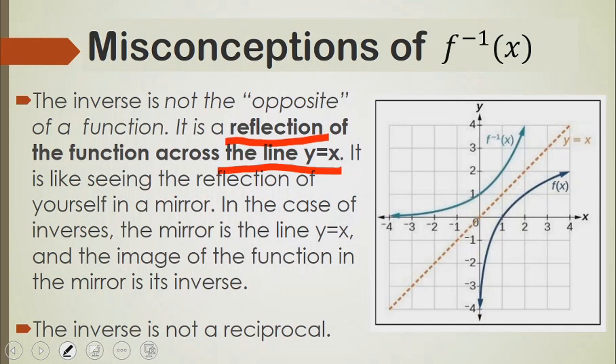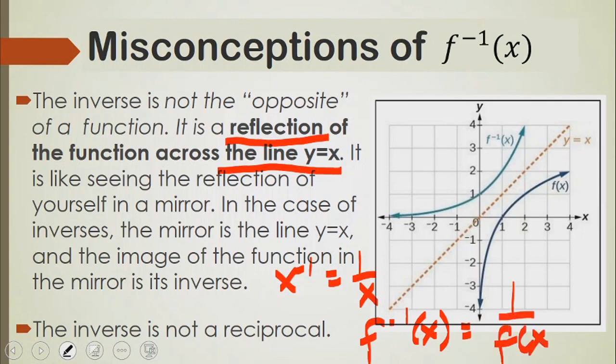Also, because of the way f to the power of negative 1 of x is written, normally if I give you x to the power of negative 1, that means 1 over x. Because of that, it is also easy to think that the inverse of a function is a reciprocal. No, it is not a reciprocal. So you cannot say f to the power of negative 1 of x equals 1 over f of x. This will be very, very wrong. It is not equal. So please avoid these two misconceptions.